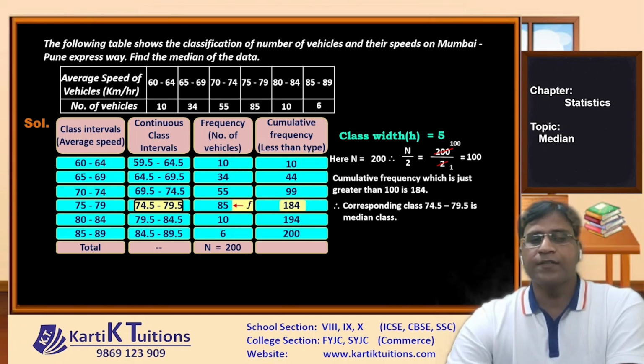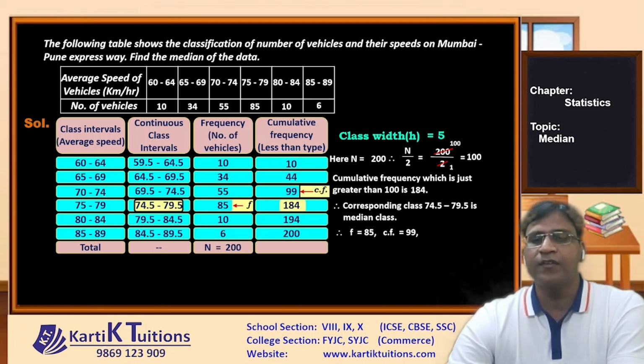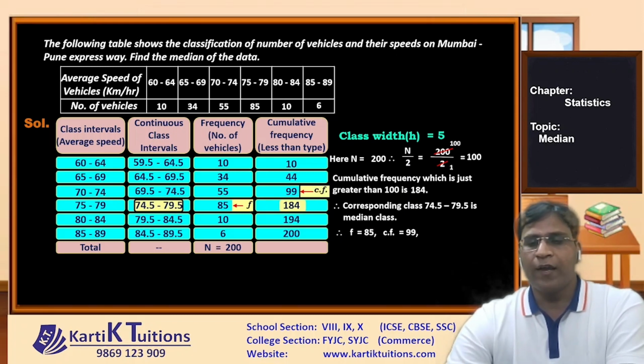And the cumulative frequency preceding the median class becomes our CF. See, if our median class is 74.5 to 79.5, then which class is above it? 69.5 to 74.5, and what is its cumulative frequency? 99. So our CF is 99. What will be our L? L is lower limit of the median class, so it will become 74.5. And of course, H we already know it is 5.